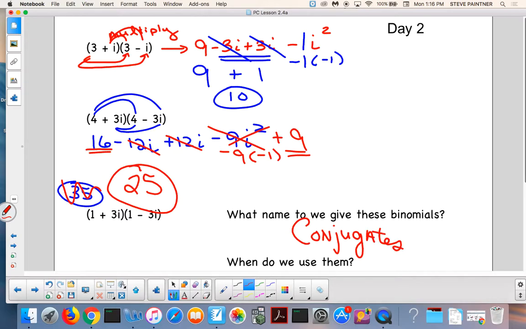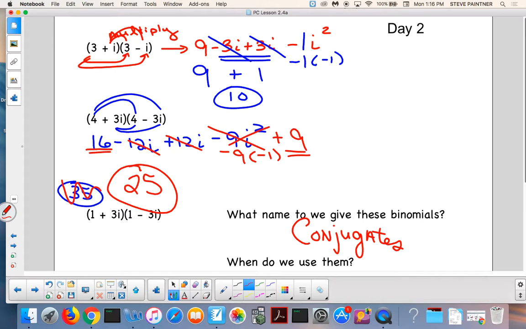Okay? Now what's a conjugate? Well, here's basically all it is. 3 plus i and 3 minus i. Notice the 3 and the 3 do not change. Look at the second term. It's positive i, now it's minus i, it's the opposite. Here it's plus 3i, now it's minus 3i. That's all conjugates are. The second term gets switched to its opposite.